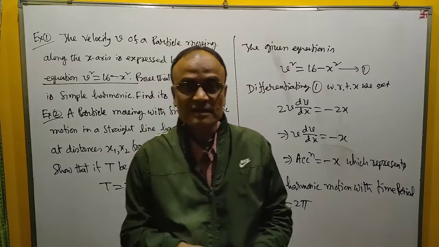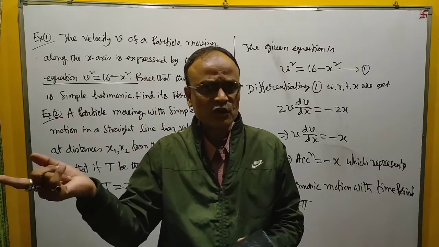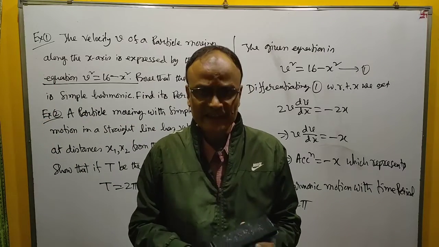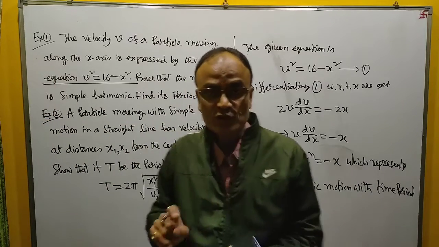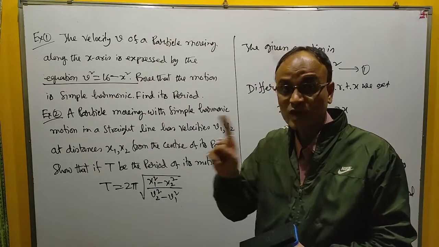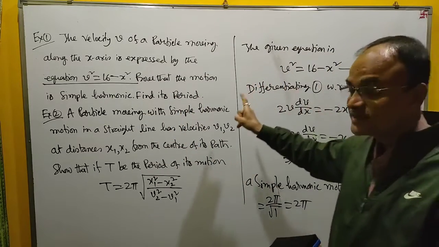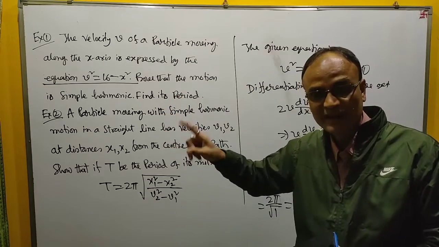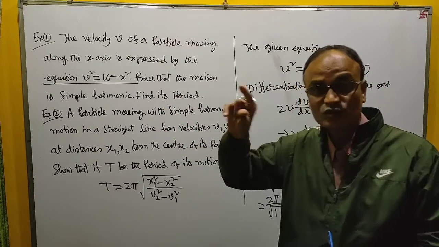You should remember x double dot equal to minus mu x. Also, time period equal to twice pi by root mu. x double dot is equal to minus mu x, and time period is twice pi divided by root mu.